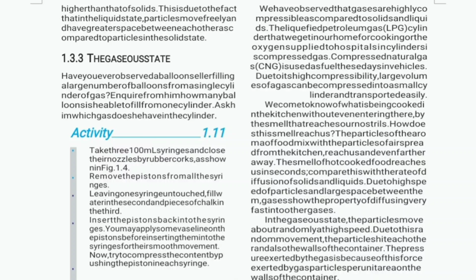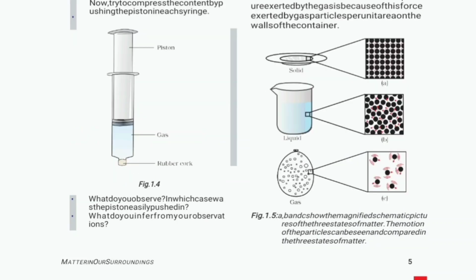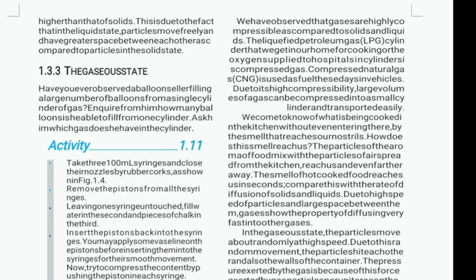Now, try to compress the content by pushing the piston in each syringe. What do you observe? In which case was the piston easily pushed in? What do you infer from your observations? We have observed that gases are highly compressible as compared to solids and liquids.